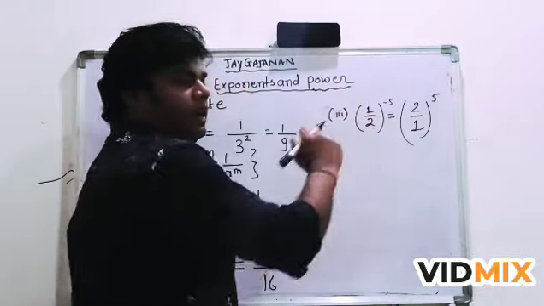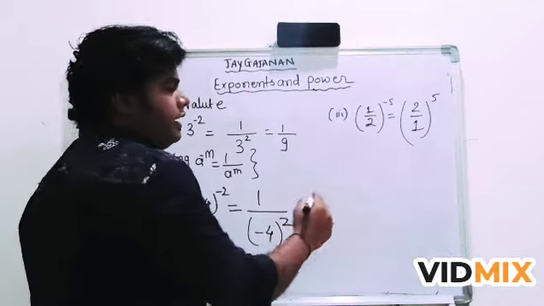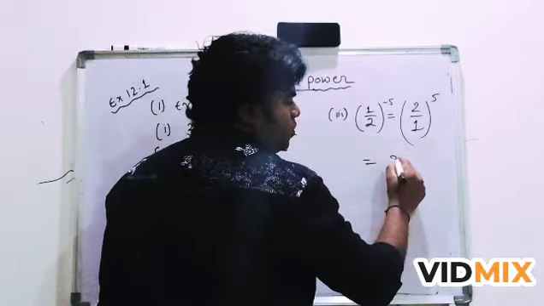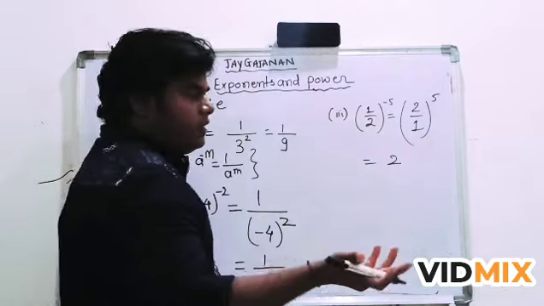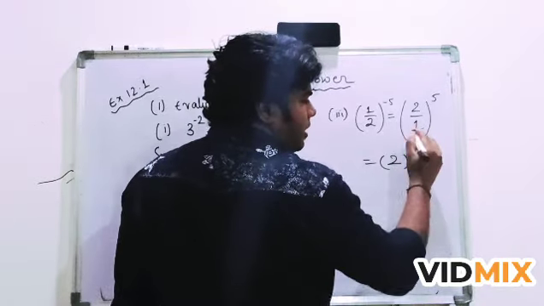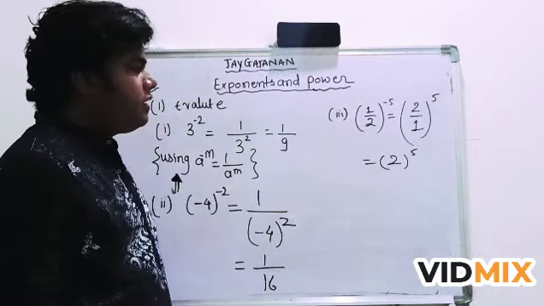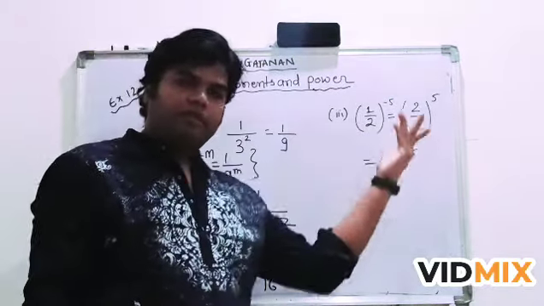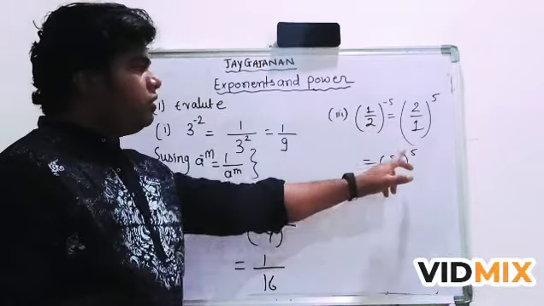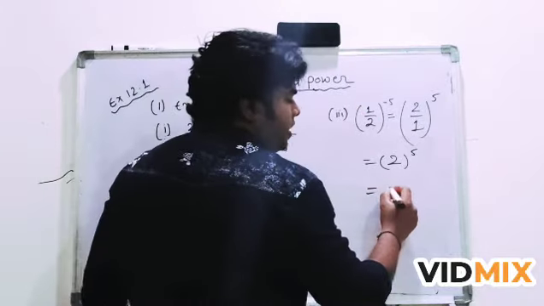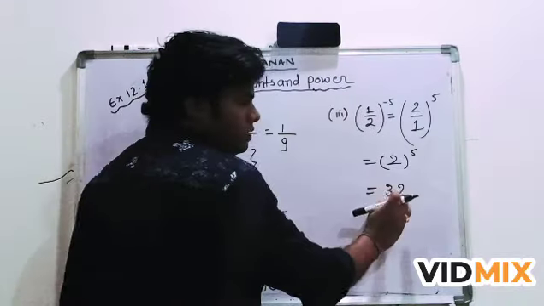Okay, we took the reciprocal. So then what is the next step? The next step is 2 to the power 1. Now what does 2 to the power 1 mean? 2. So that will be 2 to the power 5 as it is. 1 we generally don't use. If you take 1 to the power 5, that will be 1 only. So therefore 2 to the power 5 now. What is 2 to the power 5? That is 32.